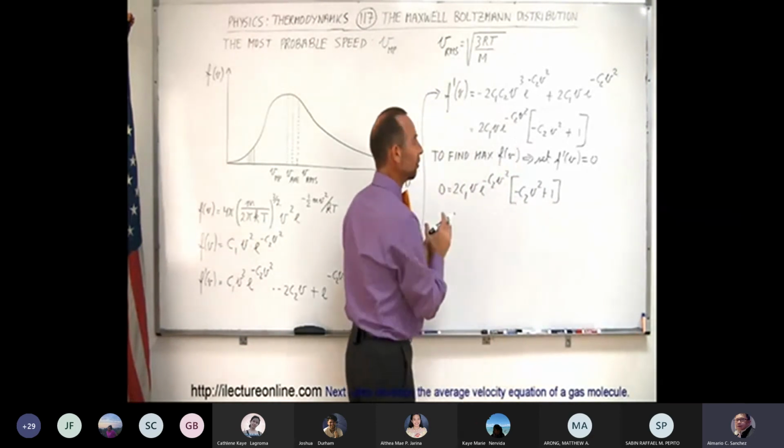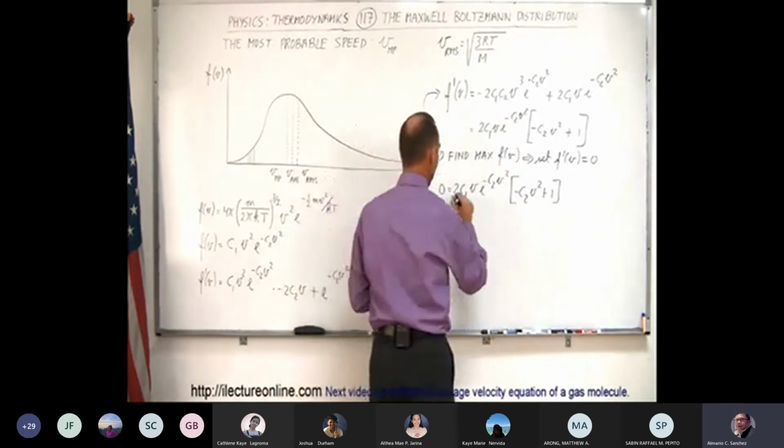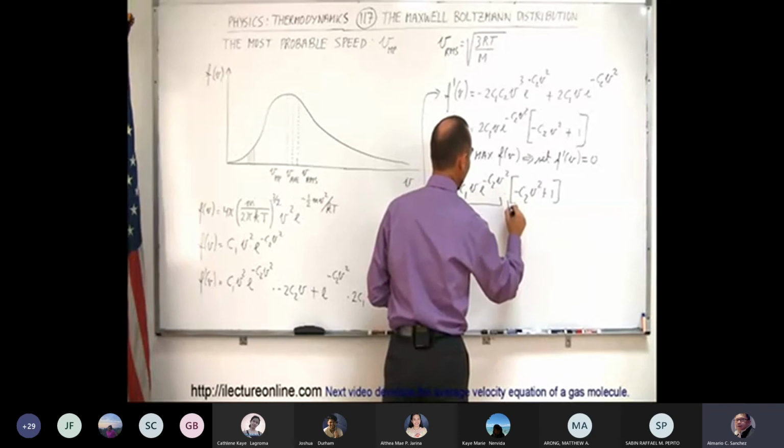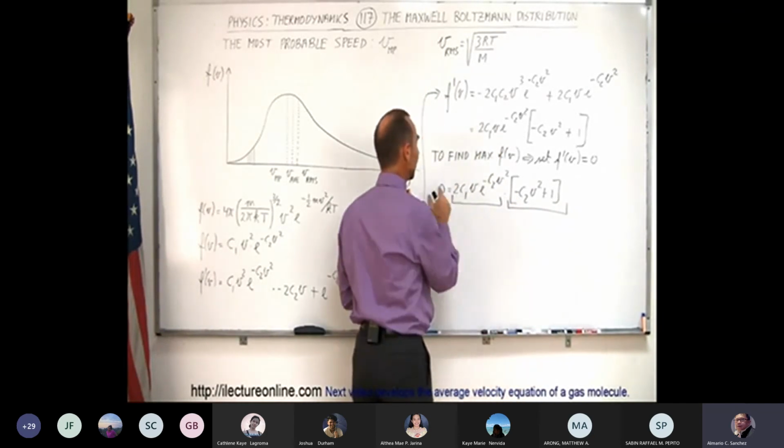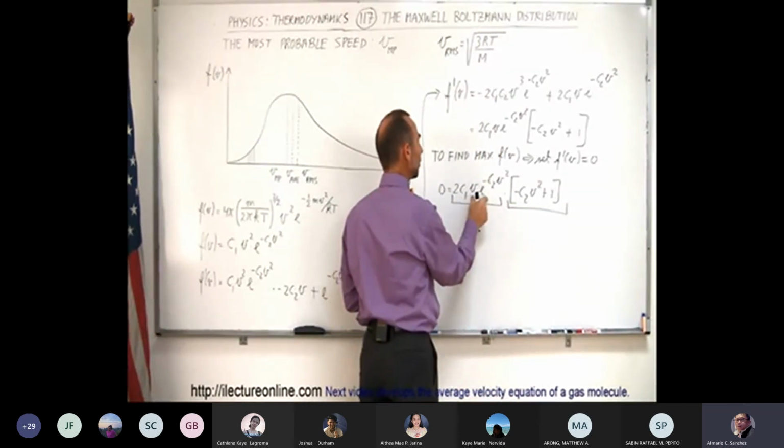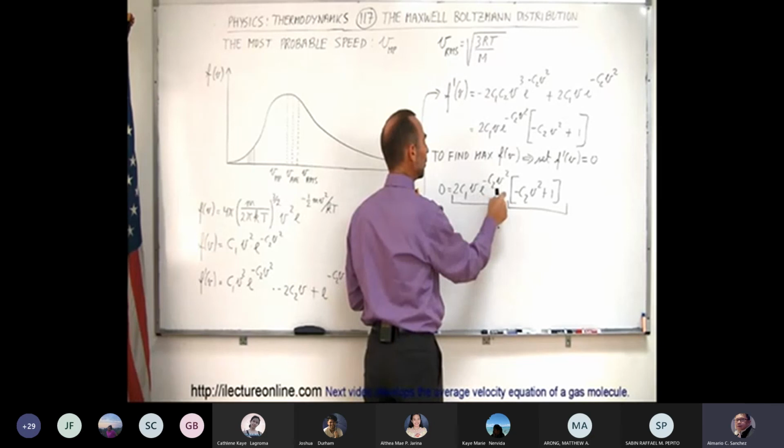So for this to be equal to 0, notice that we have a product. We're multiplying this times this. So for this to be 0, either this must equal 0 or that must equal 0.